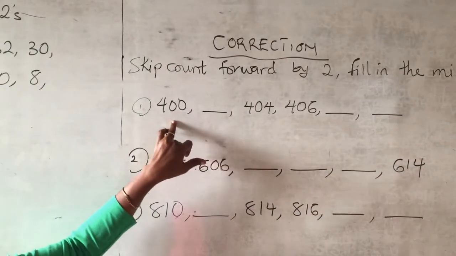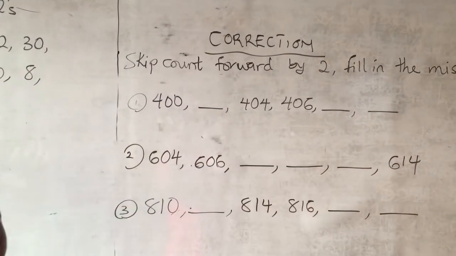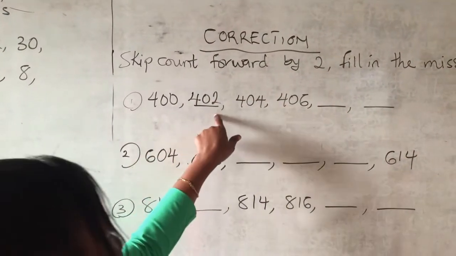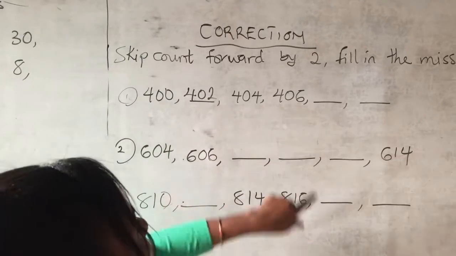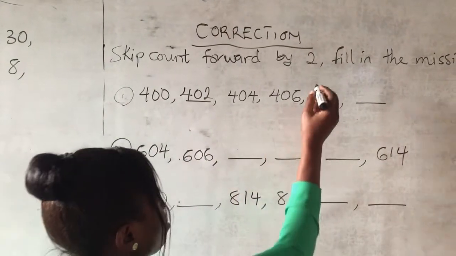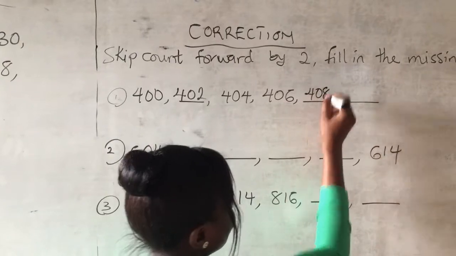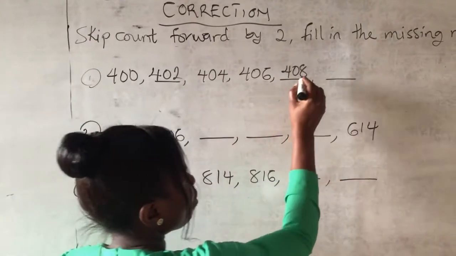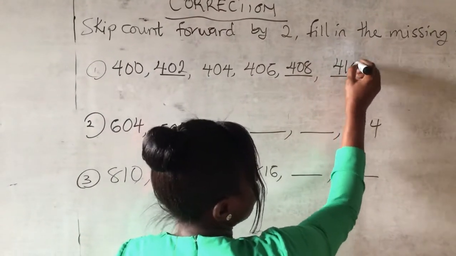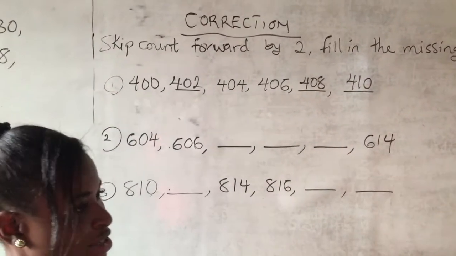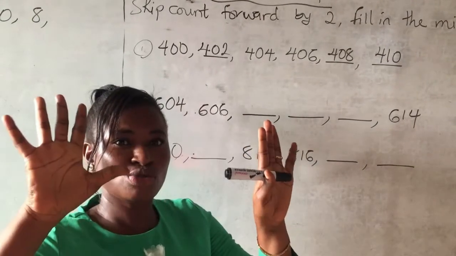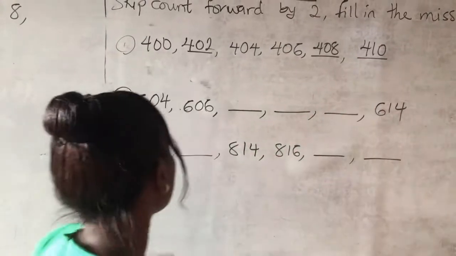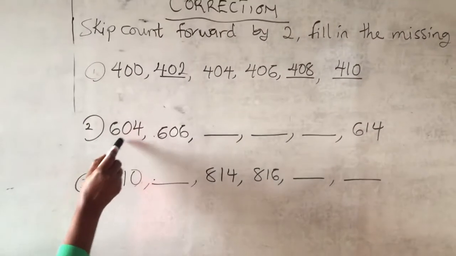This is 400. So if we add 2, we are going to get what? 402. And then the next one, we add 2, we get 404. We have 406. The next would be what? 408. Remember, you always look at the last numbers and add 2 to them, okay? So we have what? 410. 8 plus 2 will give us what? 10. So we have what? 410.